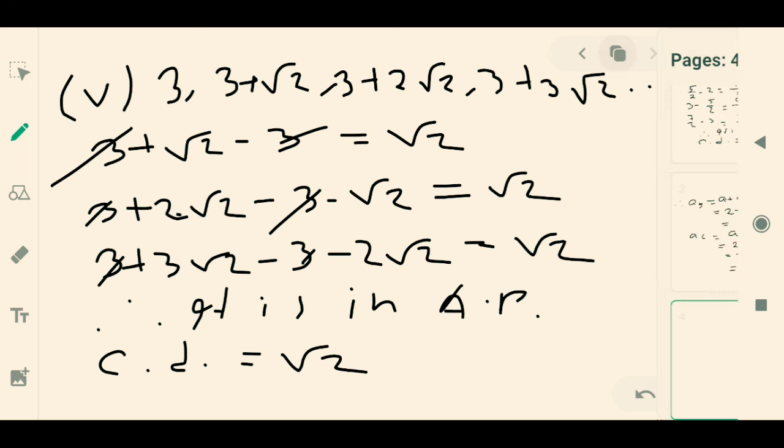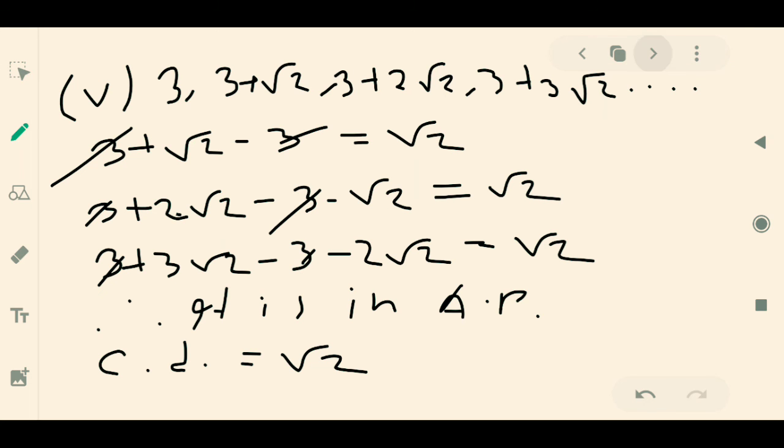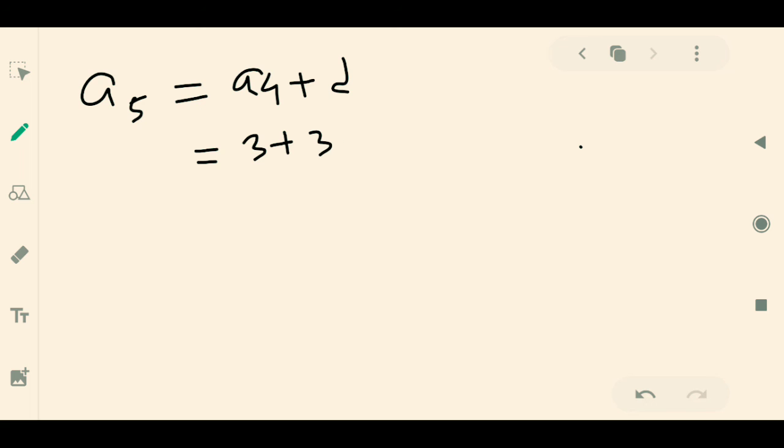Now I am going to show you another way I can do it. A4 is already given. A5 we can write like this also: A4 plus D. What was A4? A4 was 3 plus 3 root 2, and root 2 I am adding there. So 3 plus 4 root 2 is coming.